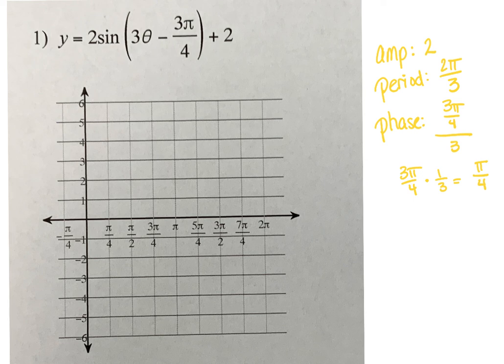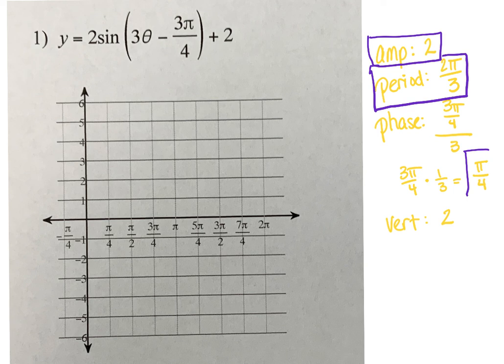Keep, change, flip, right? And then vertical. Vertical's easy. Vertical's just what? 2. So I have answered 4 out of the 5 questions here, right? I have amplitude. I have period. All right. I have phase shift right here. And I have vertical shift right there. All right. I am now ready to graph my function.